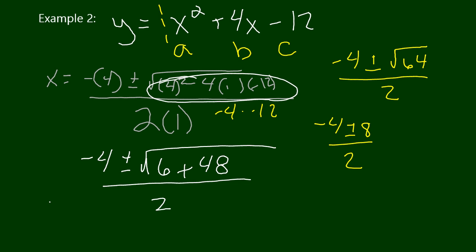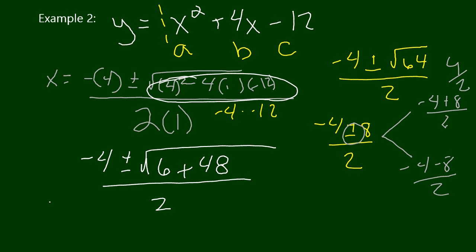So we break this off into 2 sections, and we're going to have negative 4 plus 8 over 2 and negative 4 minus 8 over 2. Because the plus or minus means that there's 2 answers. You have to add 8 and subtract 8. So negative 4 plus 8 is a positive 4 over 2, and 4 divided by 2 is 2. And down here we have negative 4 minus 8, which is a negative 12 over 2, which is a negative 6. So x equals 2 and negative 6.